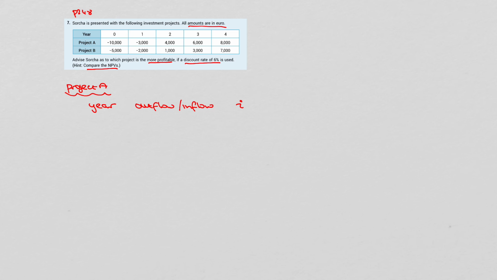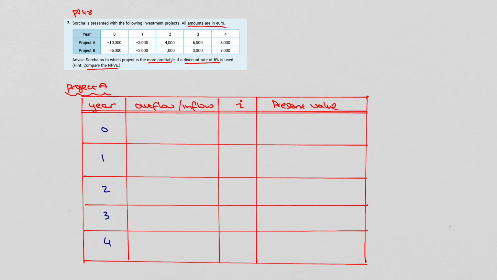And then we're going to have our interest rate, and then we're going to have the present value. So for year 0 for project A, we have 10,000 going out. Our interest rate, we're told to take is 6%. And of course, we have to remember that 6% is going to be written as 0.06. And because we're looking at the present value and it's year 0, well then obviously that is going to be 10,000. And our present value we're taking is in euros. So I'm going to put my unit at the top there.